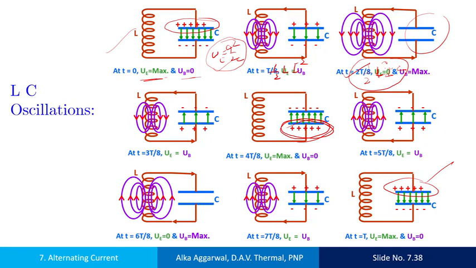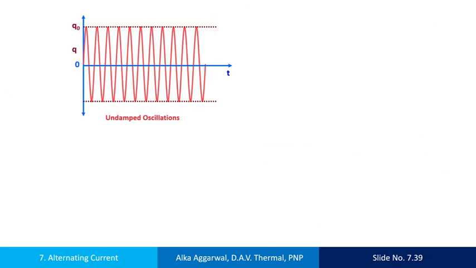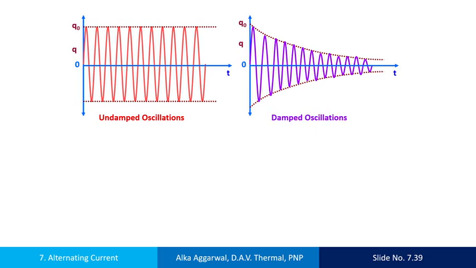In an actual LC circuit, some resistance is always present. So these are the oscillations produced, and these are undamped oscillations. As there is always some resistance, the oscillations damp.